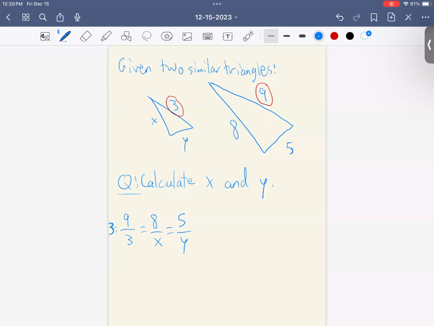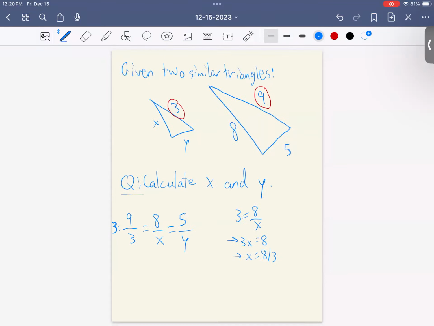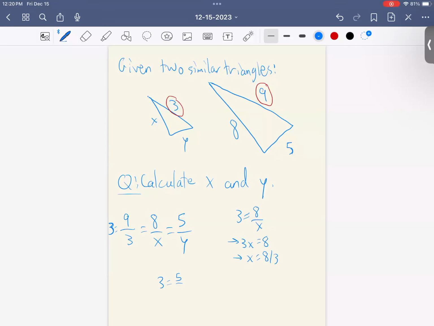And so now we can just solve. So this is easy. So 3 equals 8 over x. Multiplying by x becomes 3x equals 8, and this becomes x equals 8/3. And then also 3 equals 5 over y. This becomes 3y equals 5, and this becomes y equals 5/3. Okay, so once you have the common ratios set up, then it's easy to solve for the other sides.